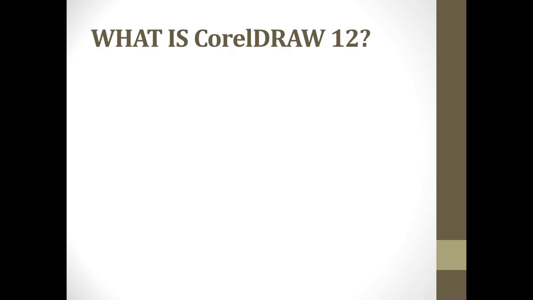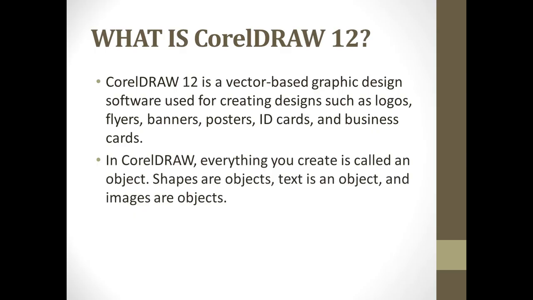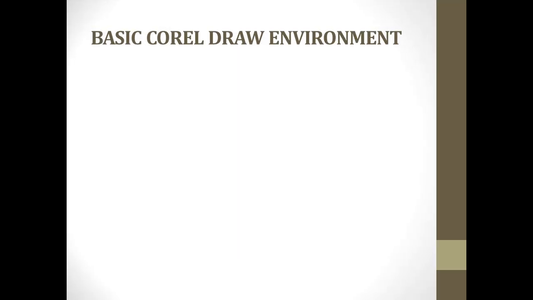So what is CorelDRAW 12? CorelDRAW is a vector-based graphic design software used for creating designs such as logos, flyers, banners, posters, ID cards, and business cards. In CorelDRAW, everything you create is called an object. Shapes are objects. Text is an object. Images too are objects. So let's look at the basic CorelDRAW environment.